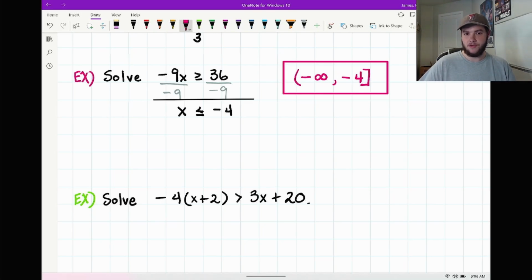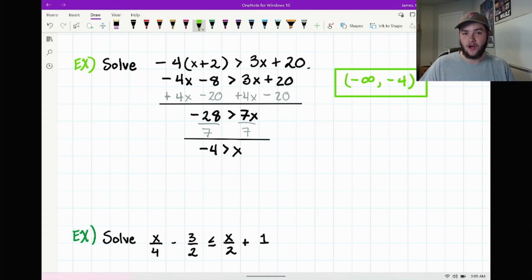Go ahead and pause the video here to see if you can try the next problem on your own. This one has almost the same solution set as the previous problem, except this time I'm not including the negative 4. How did we get there?